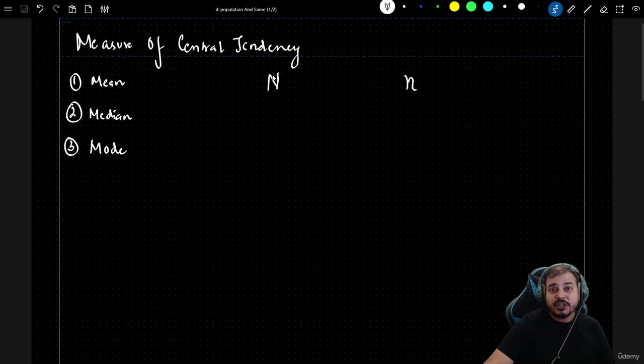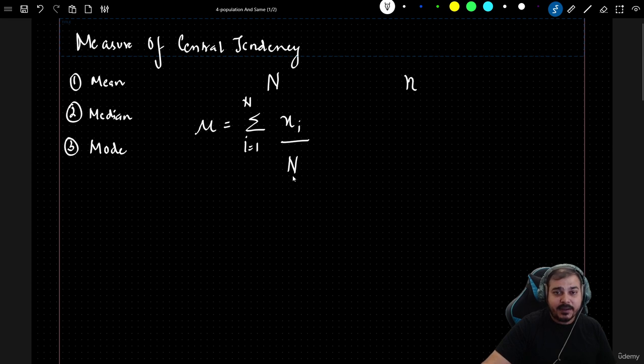In the case of population data, if I want to find the mean or average, it is usually given by the symbol mu, and the formula will be summation of i equal to 1 to capital N of x of i. Just consider that these are the data points present in this population, divided by capital N. So N is nothing but your population size.